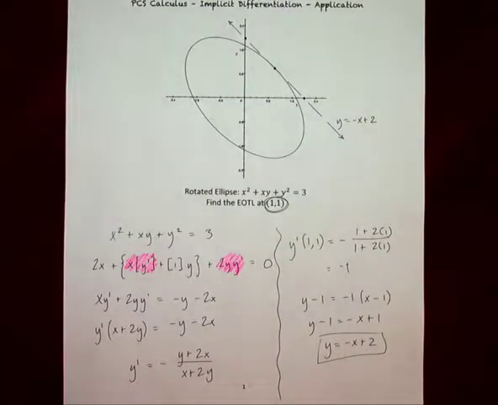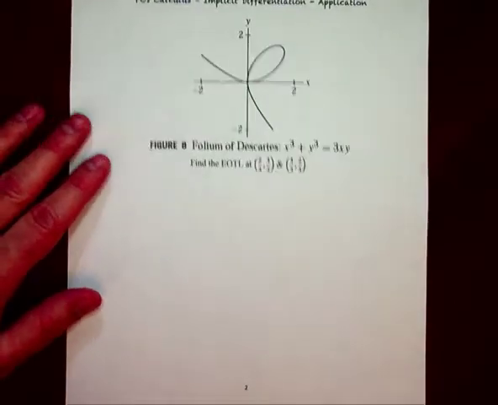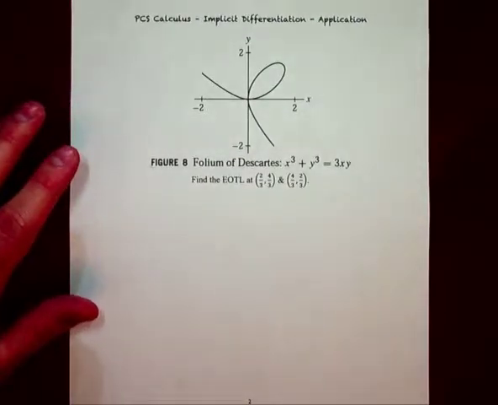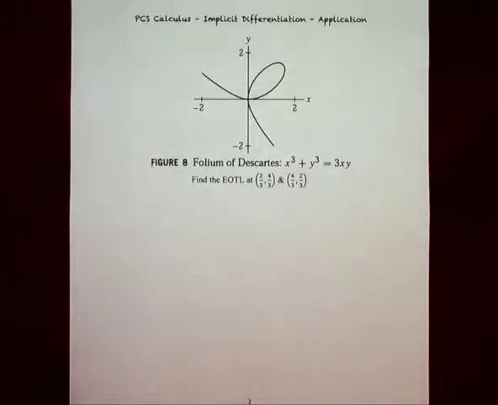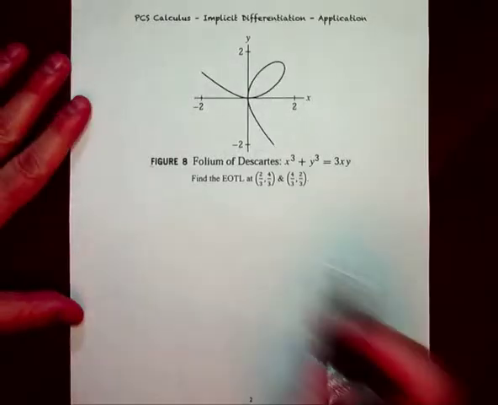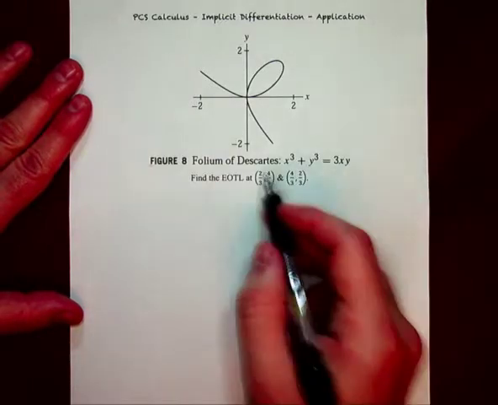Okay, let's do one that's a little bit more fun. This is called the Folium of Descartes. Yes, that Descartes. And we're going to find the equation of the tangent line at two separate points, one of them being 2/3, 4/3, and the other one being 4/3, 2/3. So that's fun.